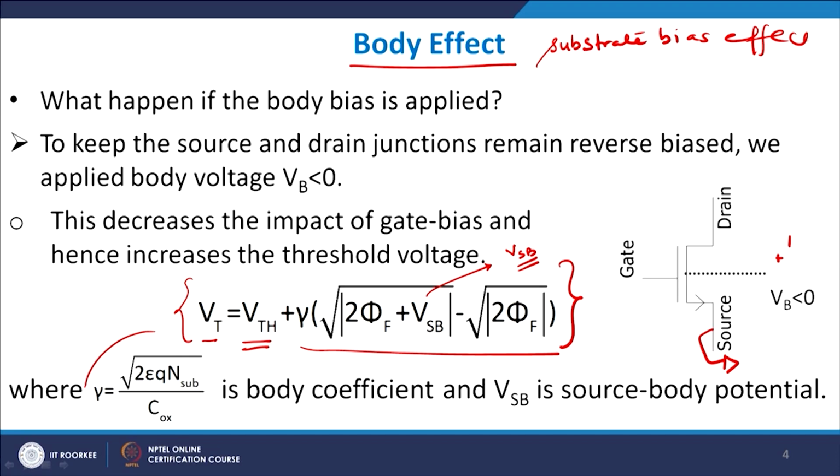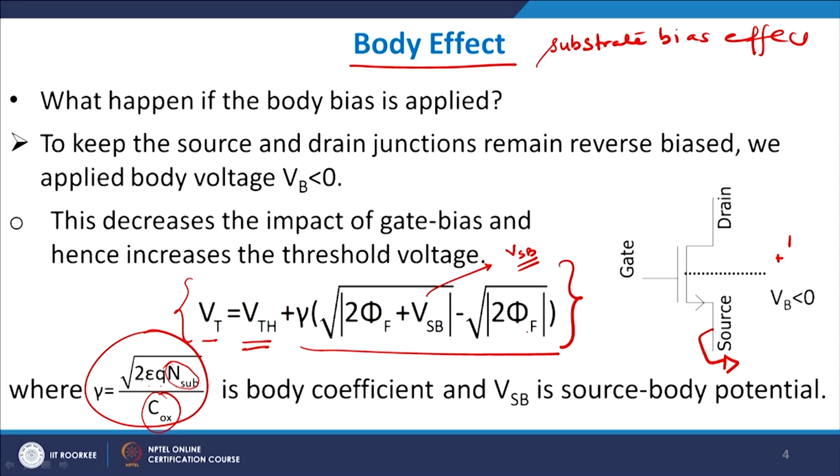Gamma is referred to as the body coefficient parameter, given by root of 2 epsilon q into N sub, divided by C ox. N sub is the substrate doping concentration, and C ox is the oxide capacitance per unit area, and phi f is the Fermi potential.